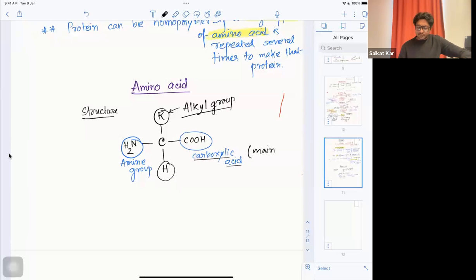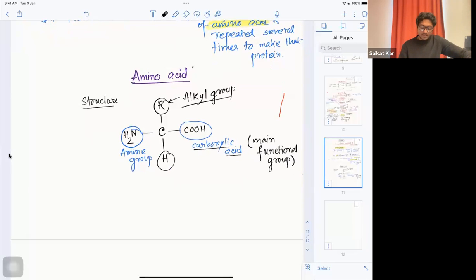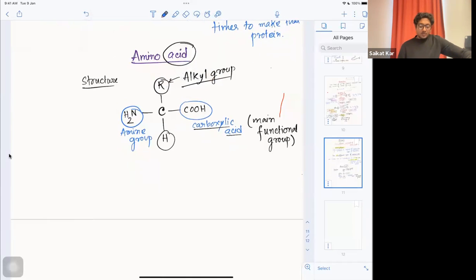Now here carboxylic acid is the main functional group. So you know in organic chemistry you need to find out which is the priority functional group. So carboxylic acid is the main functional group here in an amino acid. That's why acid is the last term. Otherwise we would have called it amine, something amine.